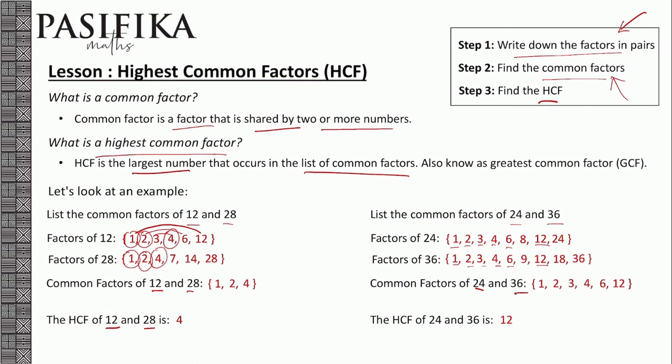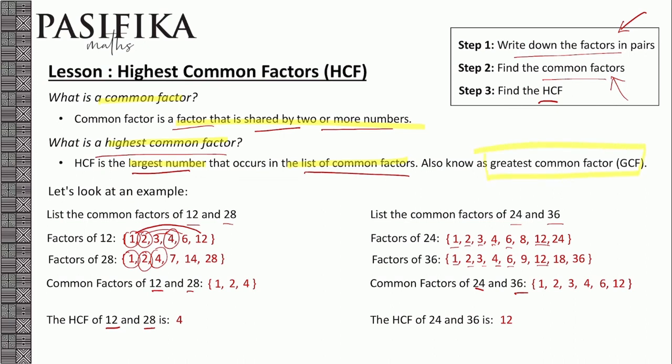Now that we know what highest common factors are, let's do a quick little recap. What is a common factor? It's a factor that is shared by two or more numbers. Therefore, what is the highest common factor? It is the largest number that occurs in both the list of common factors. Sometimes you might also hear the word greatest common factor.